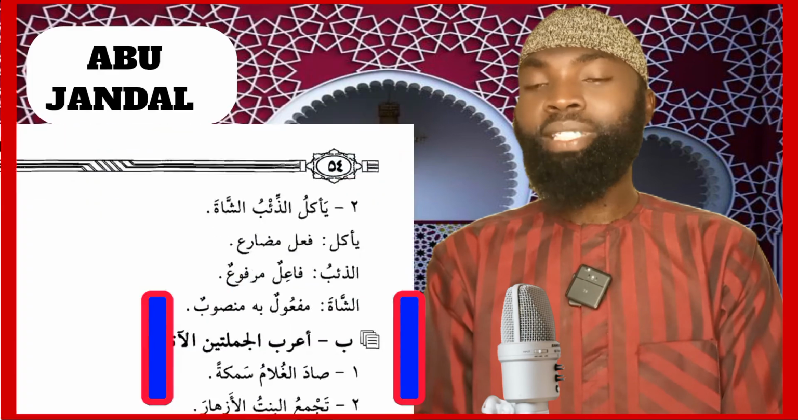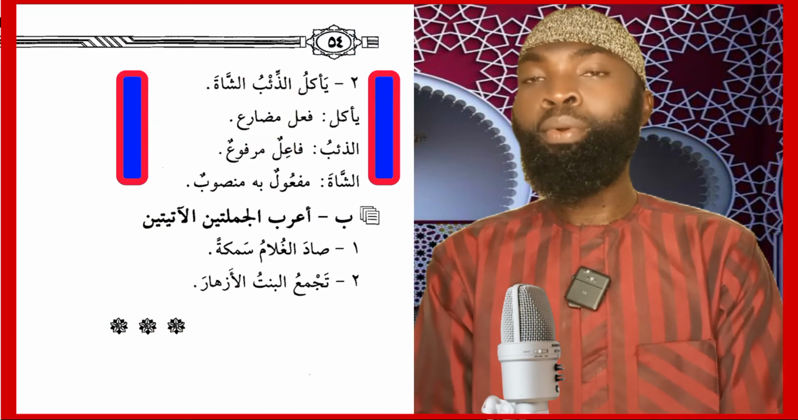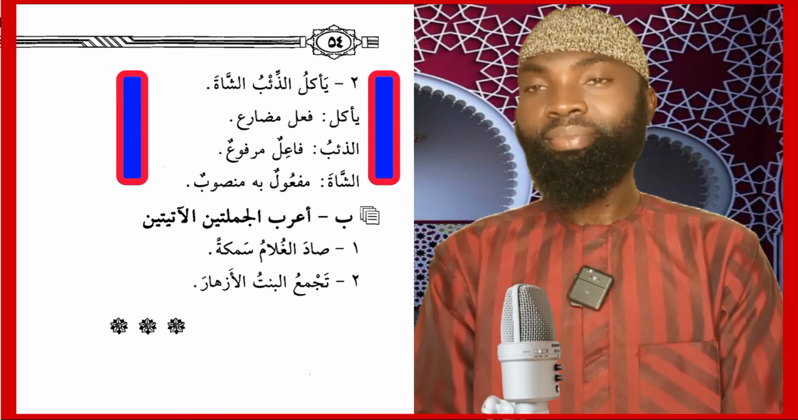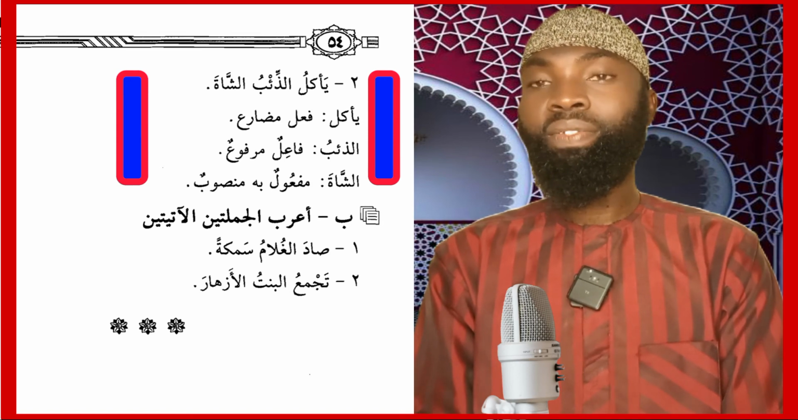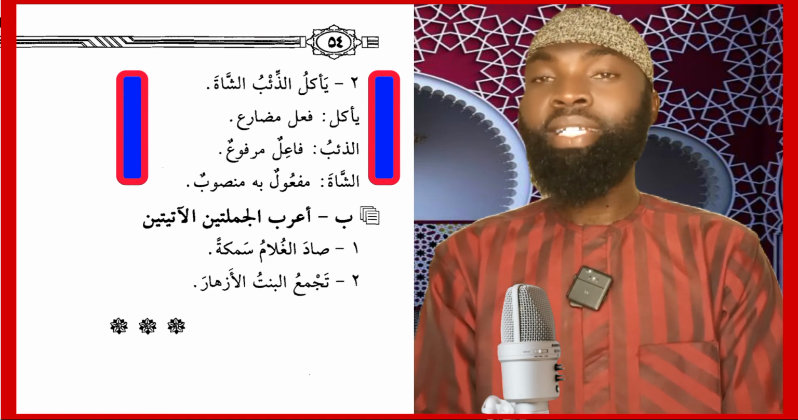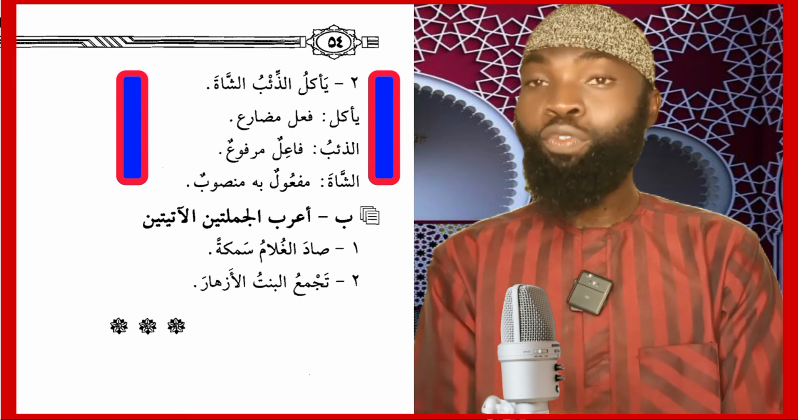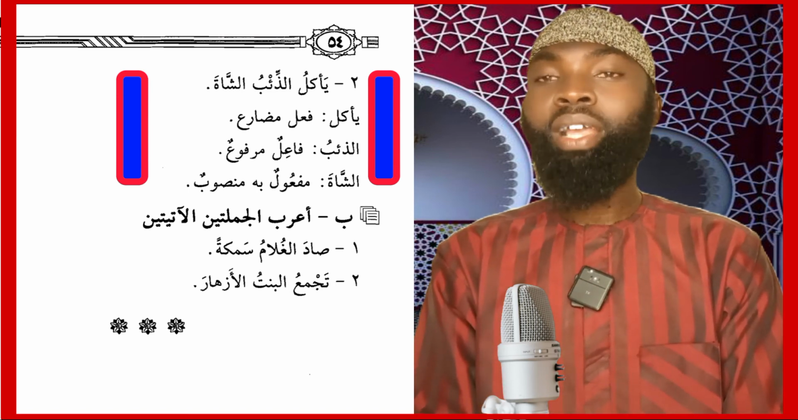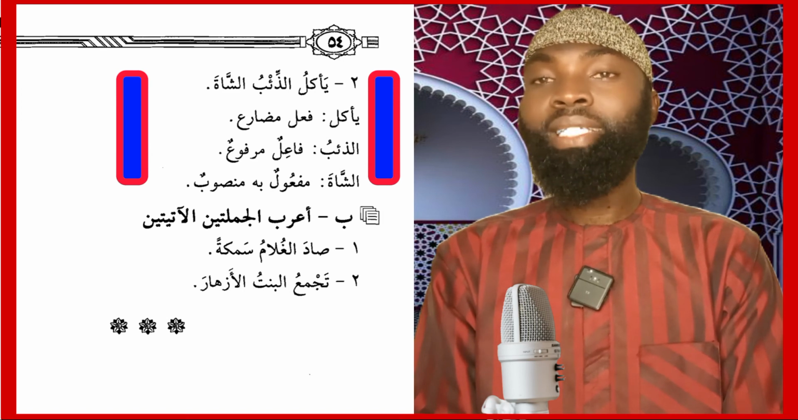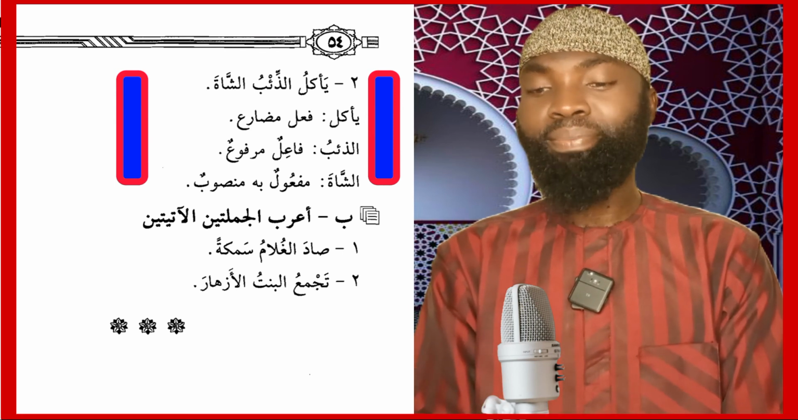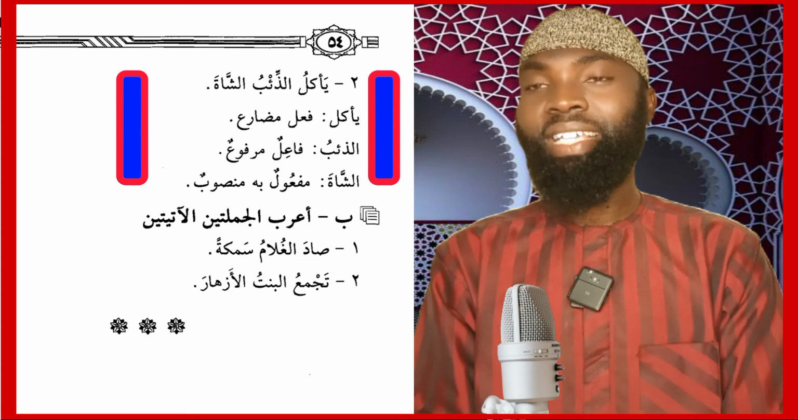MashaAllah. Another sample given to us is ya'kulu adh-dhi'bu ash-shata. The wolf is eating the goats. So ya'kulu is fi'lun mudari'un, a present tense, and adh-dhi'bu is fa'ilun marfu'un, that is the subject ending in the nominative case dhamma. Then we have lastly ash-shata, which is goat, maf'ulun bihi mansubun, an object ending in the accusative case. That's all. Now let's solve the exercise beneath.